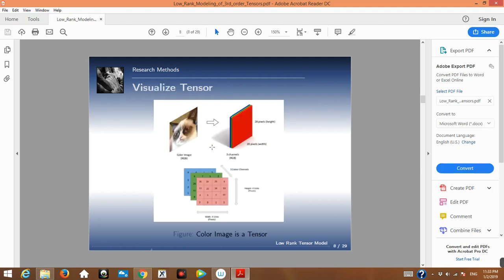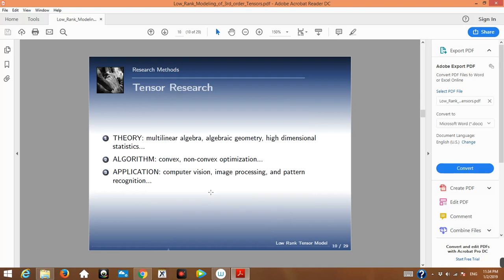Now take this color image as an example. We know that this image has different colors. That is, it has another dimension, which is the 3 channels. Therefore, we can use 3 matrices to represent this color image. The third dimension is the 3 channels. So a color image is a third-order tensor.